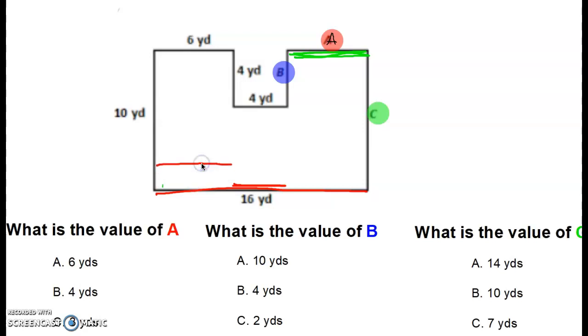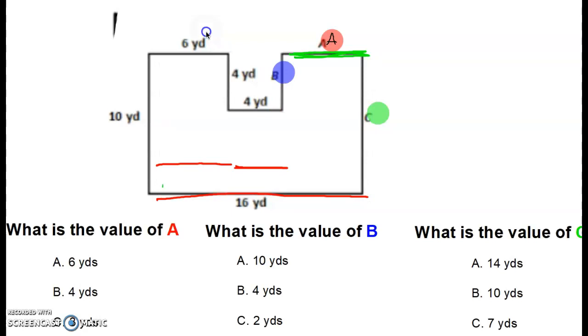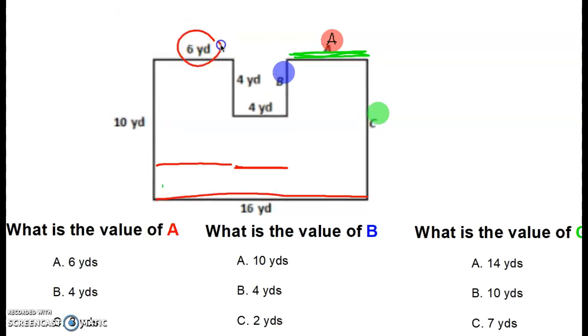And I would take my 16 and I would subtract my 2 smaller sides, which in our case are, sorry guys, 6 and 4. So we're going to take 16, subtract 6, and subtract 4, and you should find the answer of 6. So 16 minus 6 is 10, minus 4 more gives you 6. So for side A, its measurement is 6 yards.